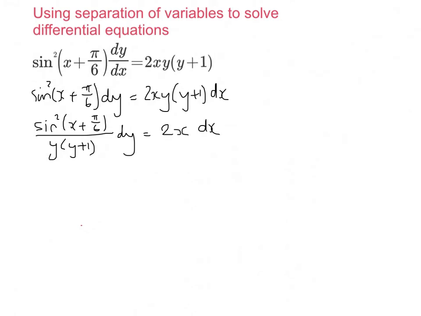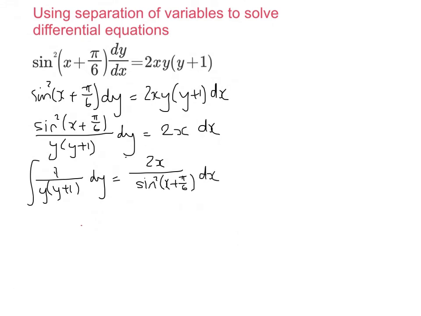Okay, let's check our left hand side. This is all okay, this is dy, so no, this term here, the sine squared of (x plus pi by 6), that's got to go on the other side. Let's divide that under. So we get 1 over y(y plus 1) dy equals 2x over sine squared of (x plus pi by 6) dx, and now we're okay to stick those integrals on. Now both sides of this look disgusting, but I'm going to do some partial fractions on the left hand side, and I'm going to do something clever on the right hand side, and then it'll all be okay.